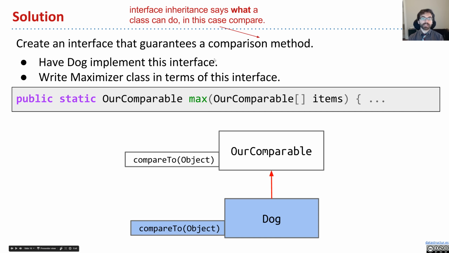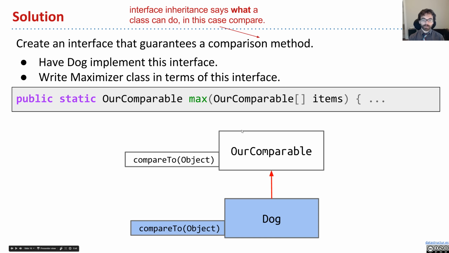So what we can do is create an interface that guarantees that our class has a comparison method, and then we'll have the dog class implement this interface. Now, of course, this requires that we change something about the dog class, and we'll talk about how this isn't a big practical problem in the real world later. But basically, in this way, we're specifying to the world, indeed, anything that is what we'll call an OurComparable can be compared to other items.